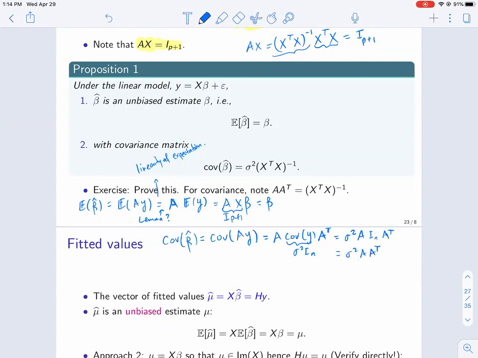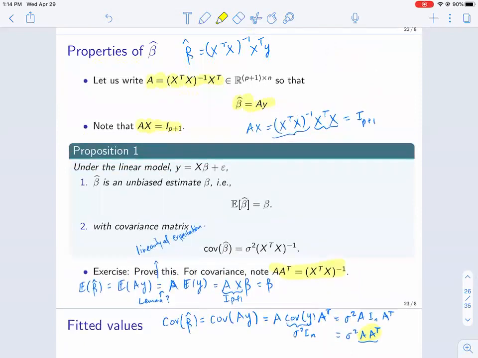Okay. And then just plug in and show that A transpose A is in fact X transpose X inverse. So that's the exercise that you have to do. This is just a calculation. A is given up there, you plug it in and you get the result. Okay, so thank you first for doing this. Any questions so far?